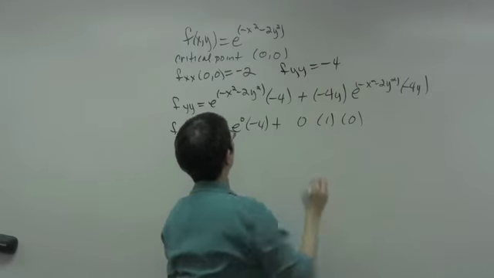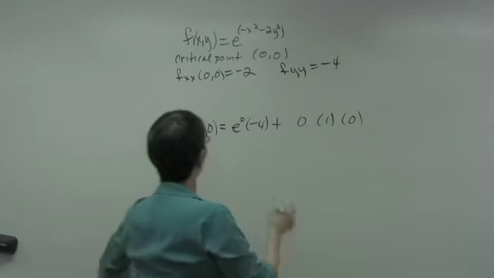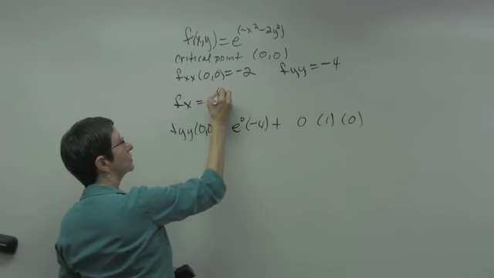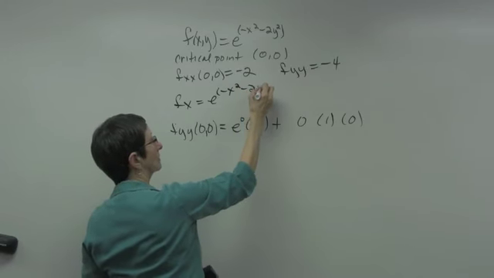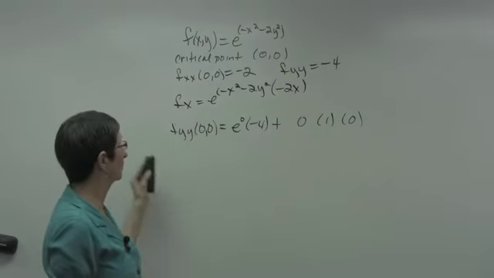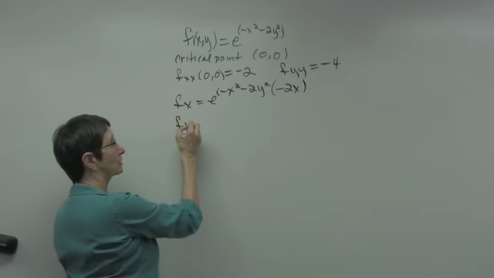fyy equals negative 4. Now I'm going to have to go back and look at my partial with respect to x because I have to do my mixed partial. That was my first partial with respect to x. And from this derivative, I do the mixed partial.